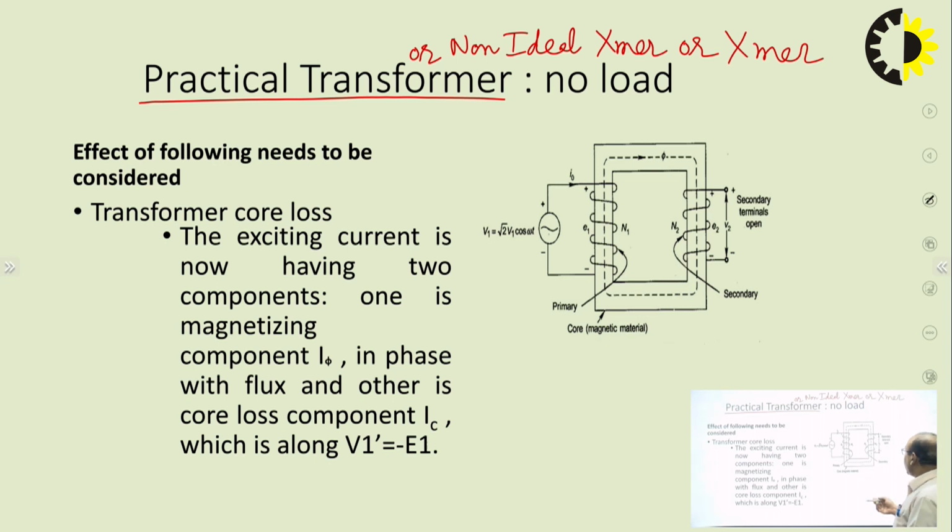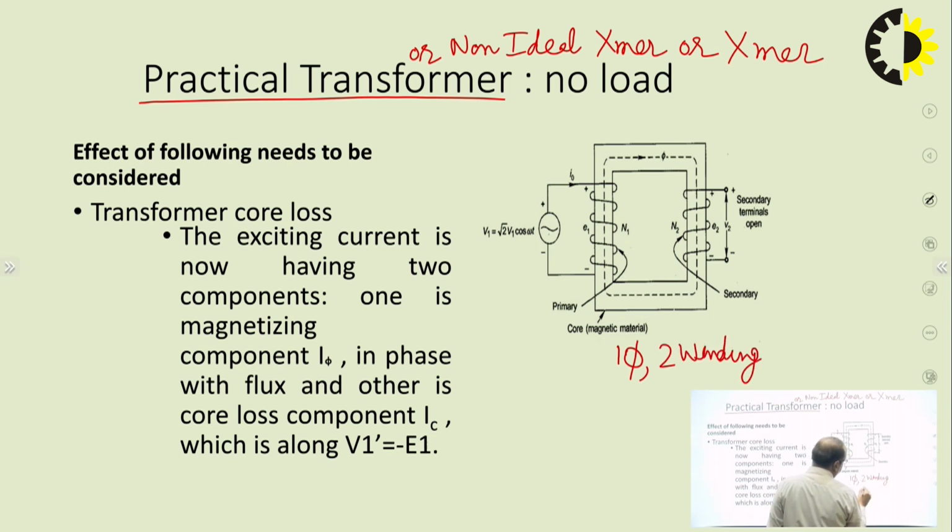So if we see it here, this is the symbolic representation of a single phase 2 winding transformer. Transformer is written in short as this. This is representing transformer. So this is the primary winding to which we are connecting the supply input, and this is the secondary winding from where we are getting power output from the transformer. Primary winding is having number of turns N1 and secondary winding is having number of turns N2.